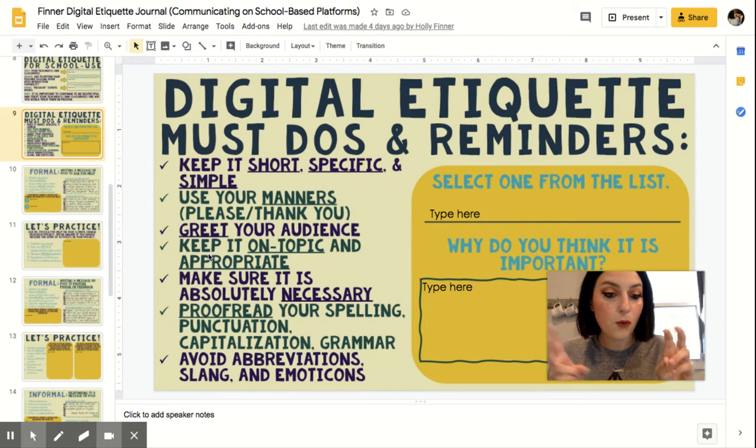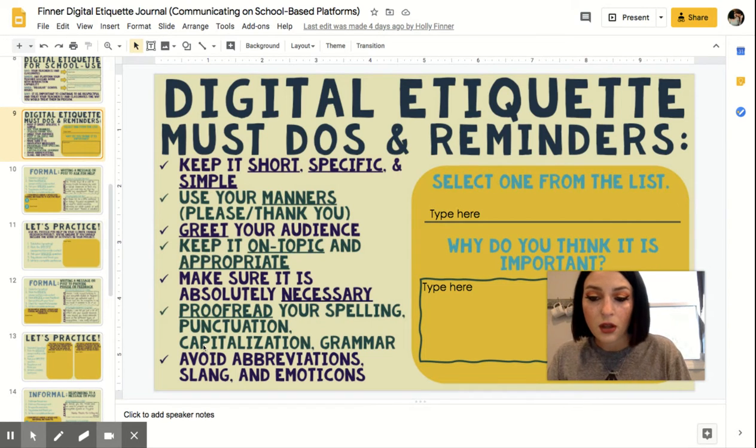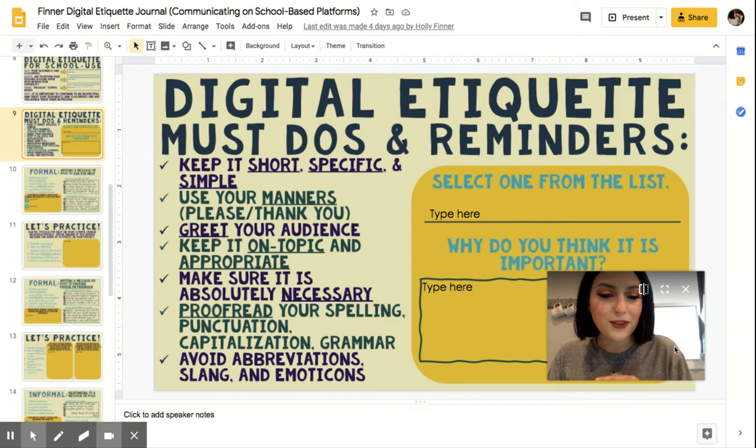Again, this is a formal school setting, so really use all of those skills that are at your disposal. Avoid abbreviations, slang, emoticons. I know sometimes, again, we talked about not having tone and you want to use a smiley face, but again, it's not the most formal or appropriate.